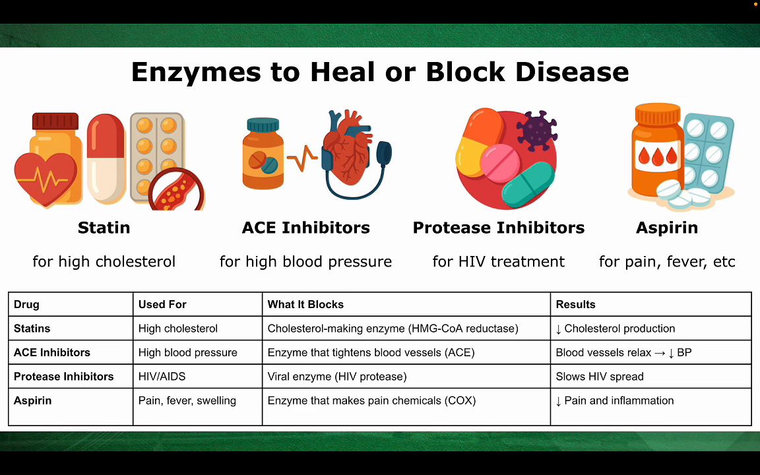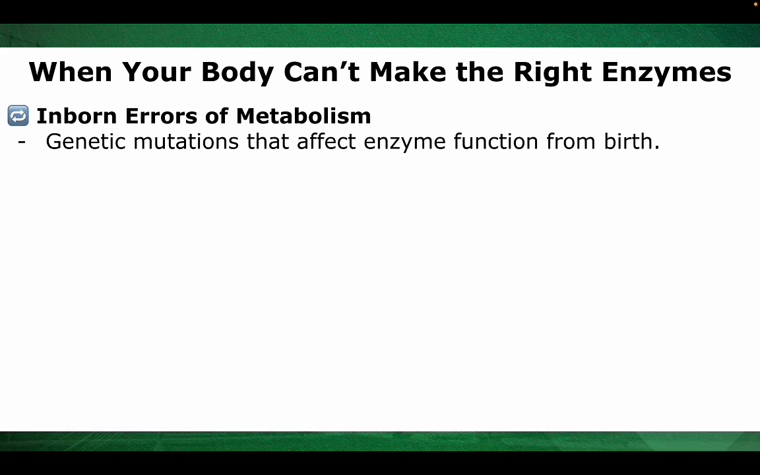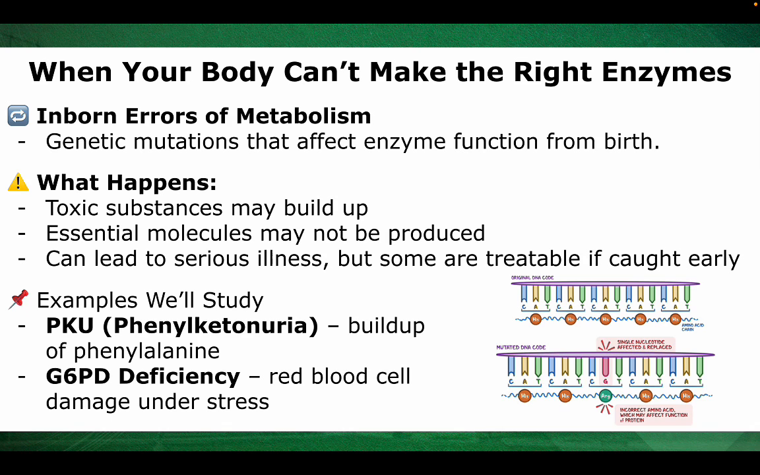But what happens if your body can't make certain enzymes at all, or if the enzyme doesn't work the way it should? Some people are born with genetic mutations that affect enzyme function. These are called inborn errors of metabolism. When an enzyme is missing or defective, certain substances can build up to toxic levels, or the body may not make essential products it needs to survive. Two important examples that we'll study are phenylketonuria, PKU, and G6PD deficiency. These can be life-threatening if left untreated, but manageable if caught early.